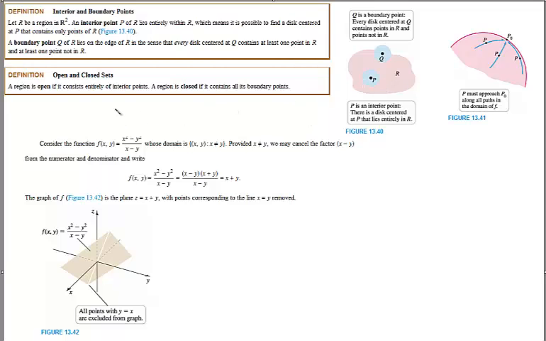An open and a closed set. An open set means that you don't contain the boundary points, and a closed set means that you do. If I look at this function where I have x squared minus y squared over x minus y, when I factor that, you'll notice that I get this canceling here, and this would lead to what we would have in 2 space as a hole. But it's not a hole in 3 space. What it actually becomes in 3 space is this x equals y line.